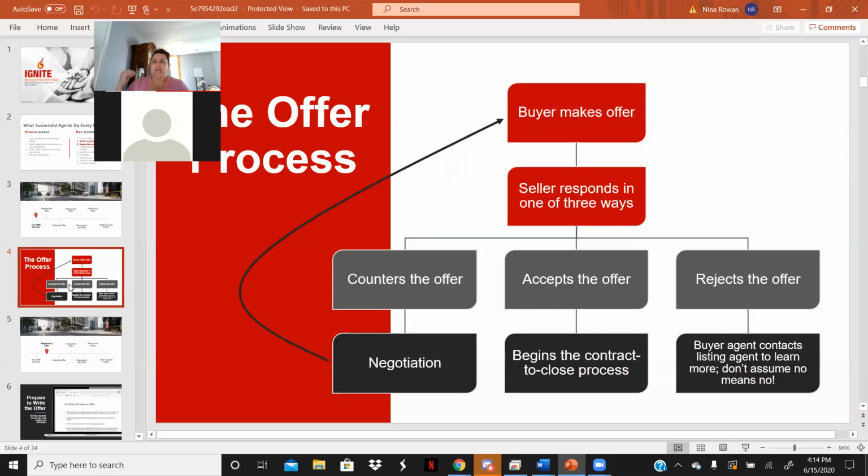So having that expectation up front is really important to get them to think about. I've had quite a few buyers that say, oh, well, now that they've accepted the offer, we can negotiate this. No, that's not how that works. Okay.